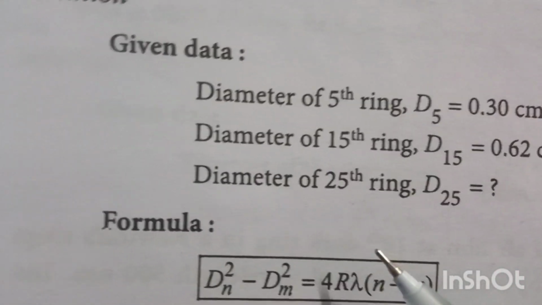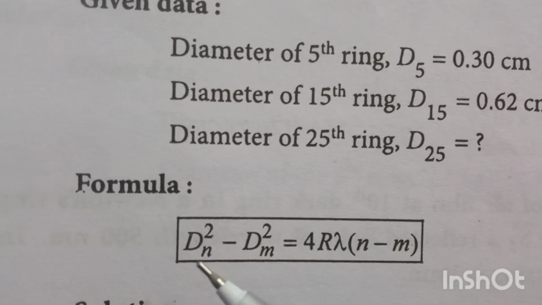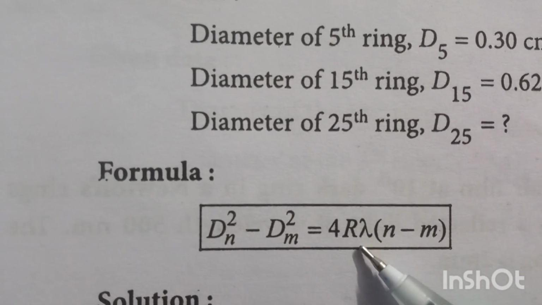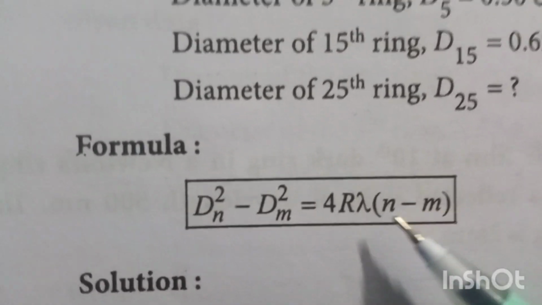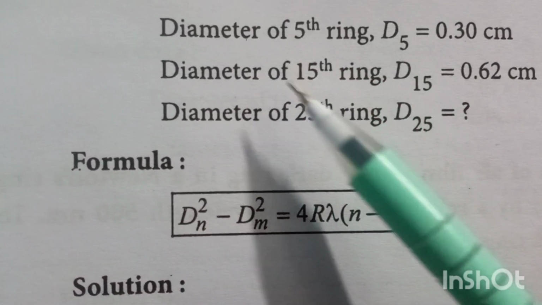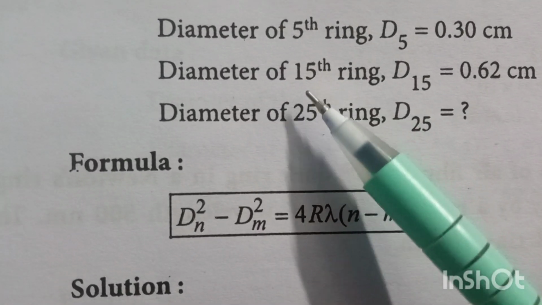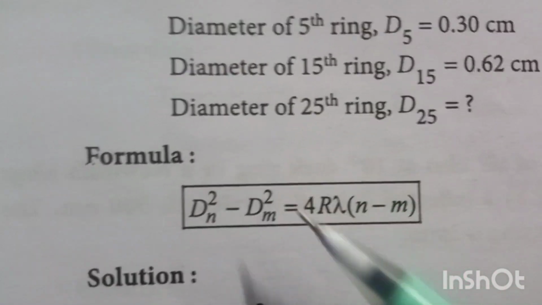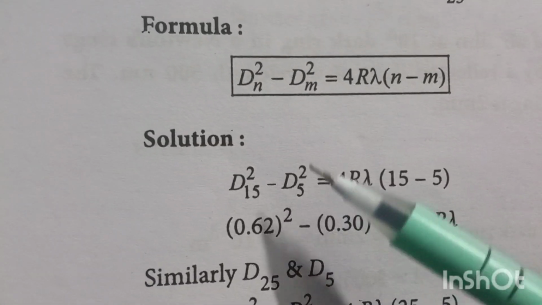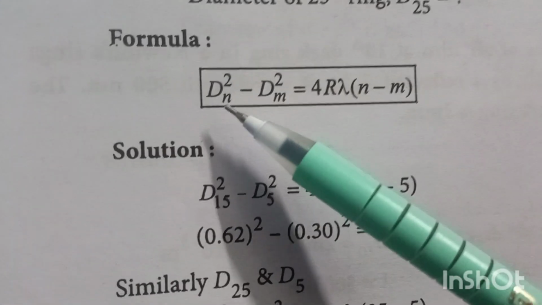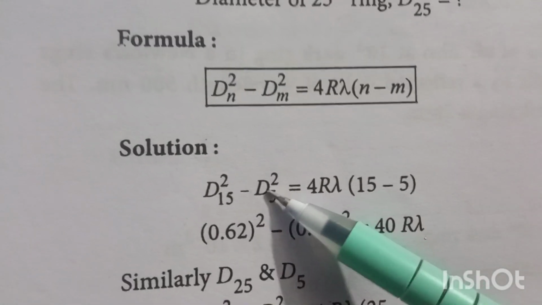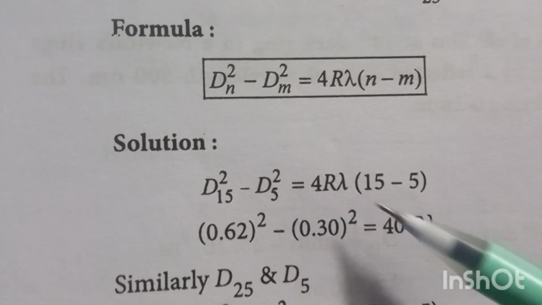So what is the corresponding formula? We know that the corresponding formula is Dn square minus Dm square is equal to 4 R lambda into (n minus m). First you can use the 5th and 15th dark rings, after that you can use the 25th and 5th dark rings. So first let us use D15 and D5. In this formula n can be taken as 15, m can be taken as 5. We can substitute the 15 and 5 values.